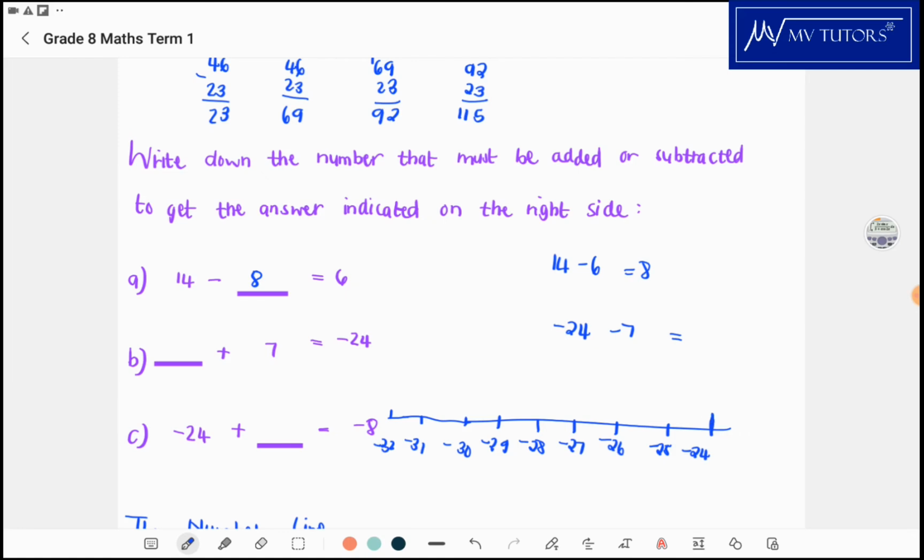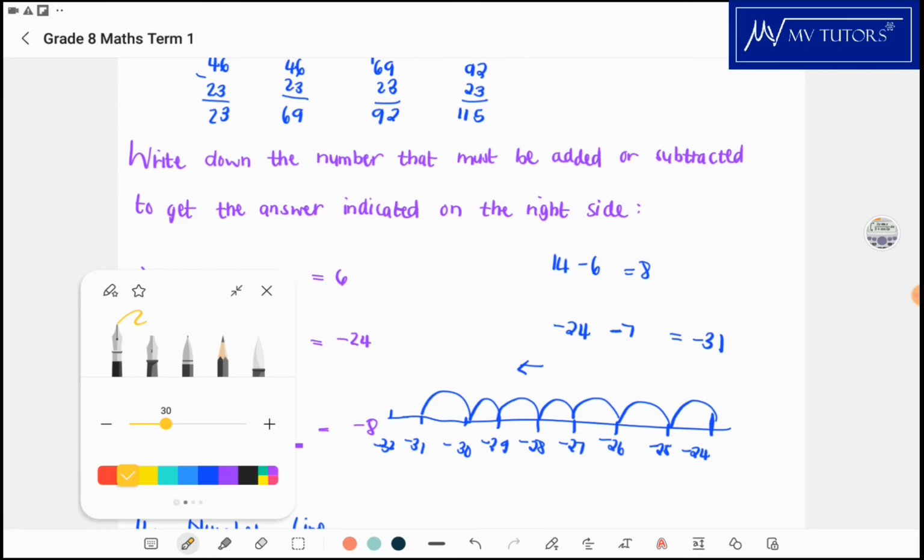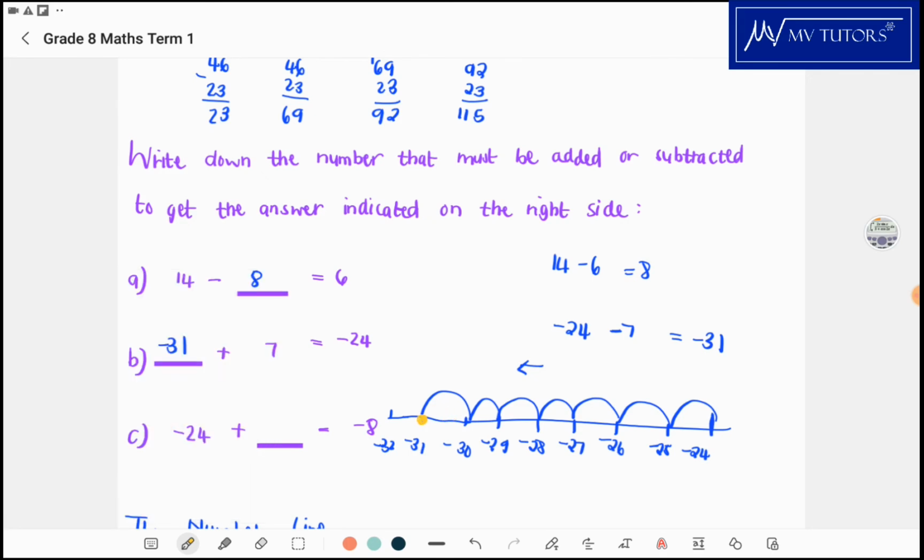Okay, so now we have negative 24. This is where we're starting, and we're going to subtract 7, so we're going to go all the way to the left. So 1, 2, 3, 4, 5, 6, 7. So our answer is actually negative 31. So basically, if I have negative 31 and I add 7, meaning if I started with negative 31 and I go 7, if I add 7, it means I'm going to the right. That would be 1, 2, 3, 4, 5, 6, 7. I end up at negative 24. All right. I hope this is making sense.